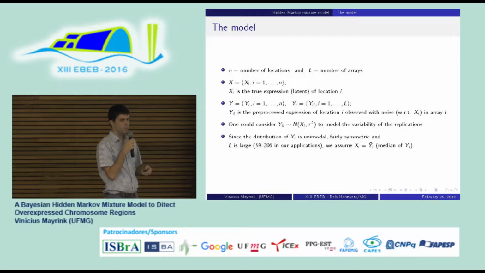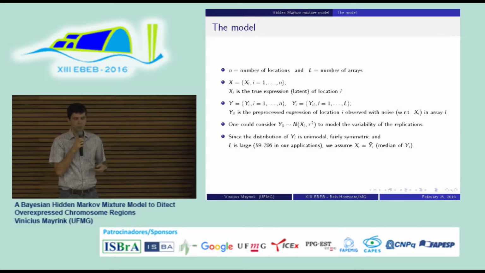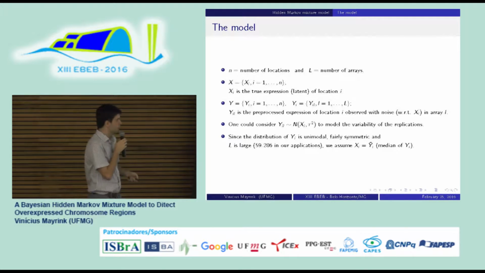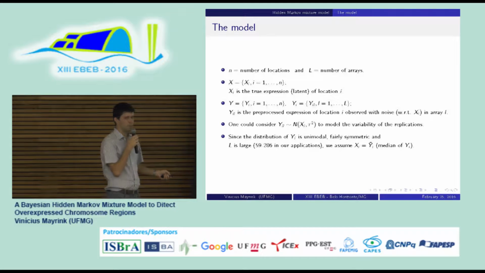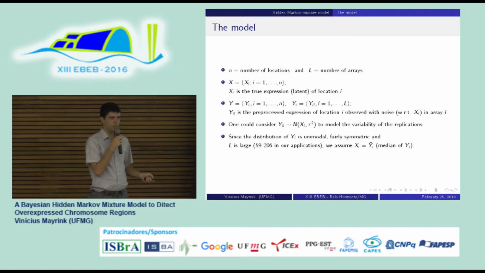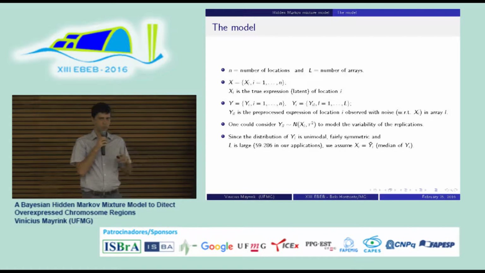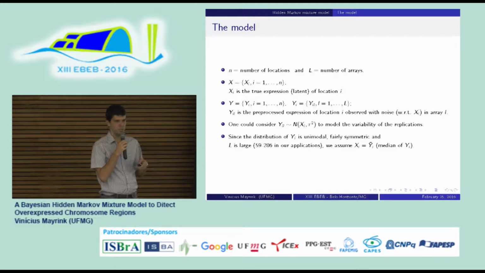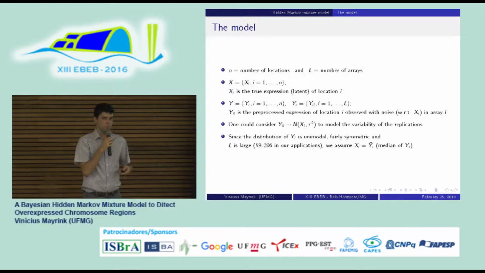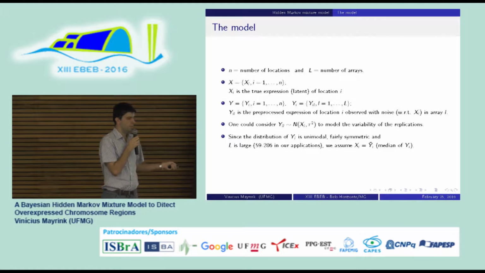In order to make a more parsimonious model and reduce a little bit our computational burden, we decided to use this result here. We basically choose xi to be the median of the arrays, and we are doing that because if you look at a single location, all the expressions, you basically see a histogram with a symmetric shape for many locations we have tested, and this estimate would be something close to the median or the mean, okay?